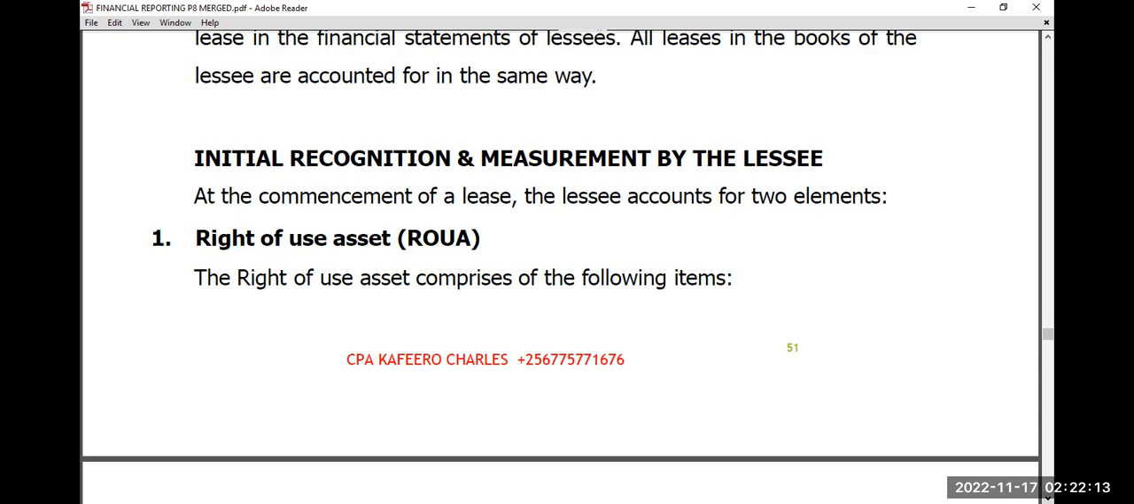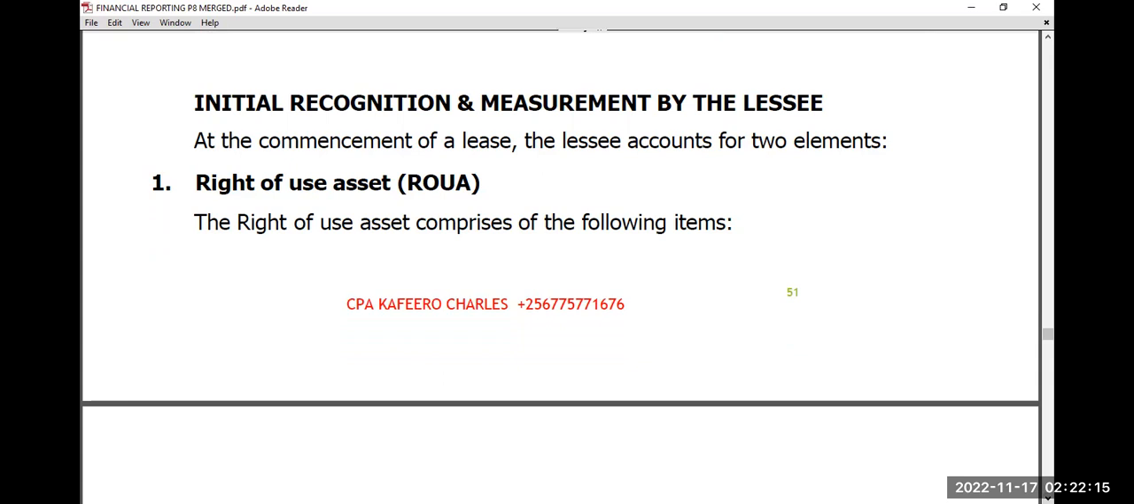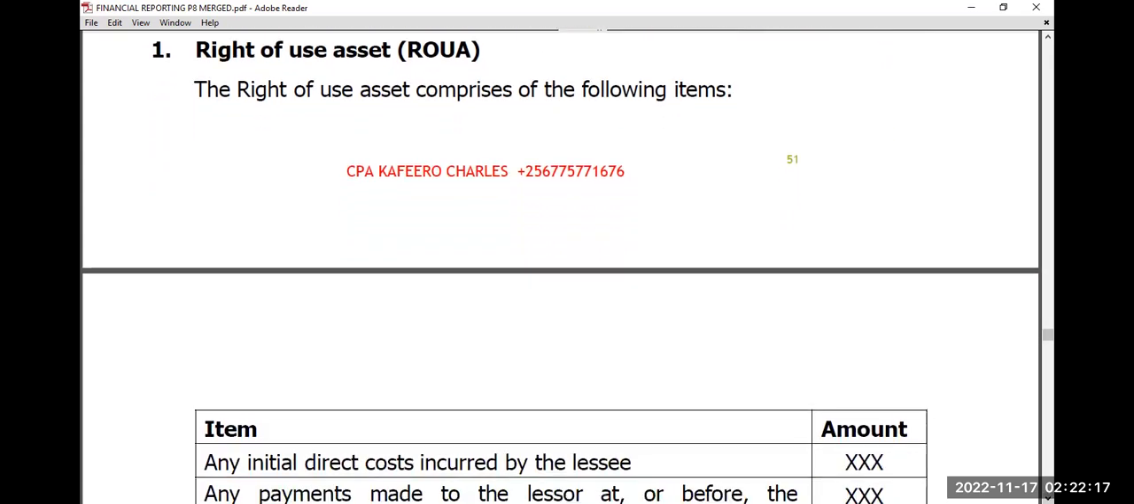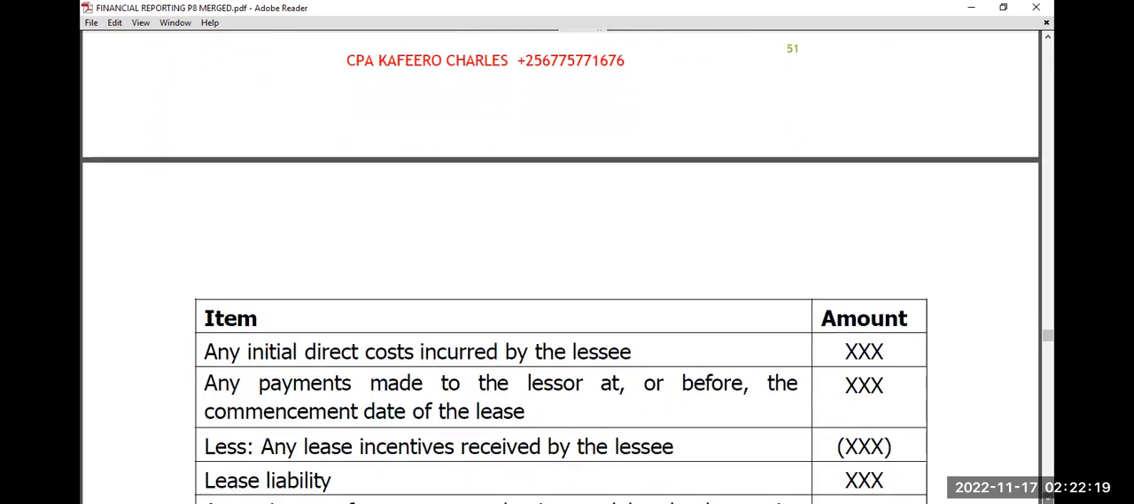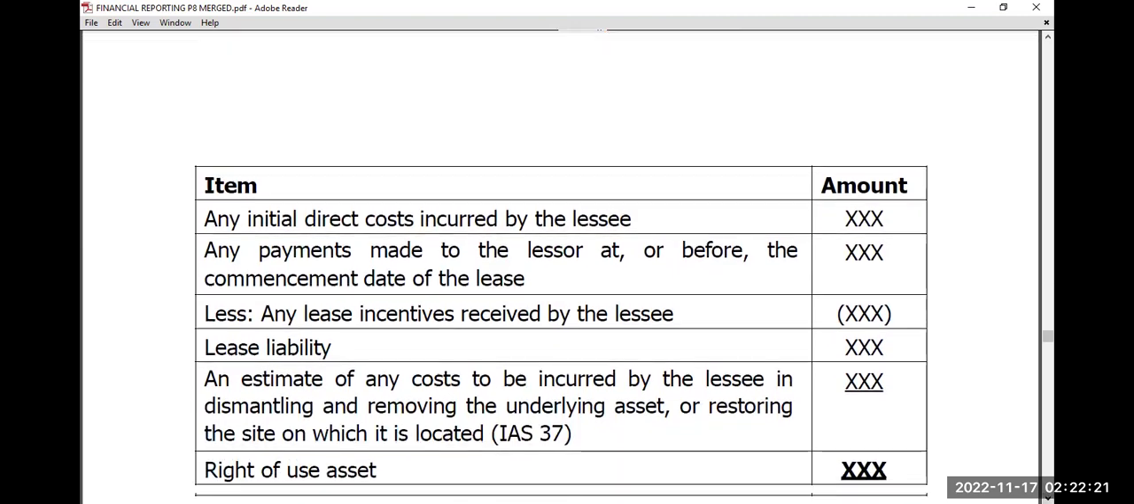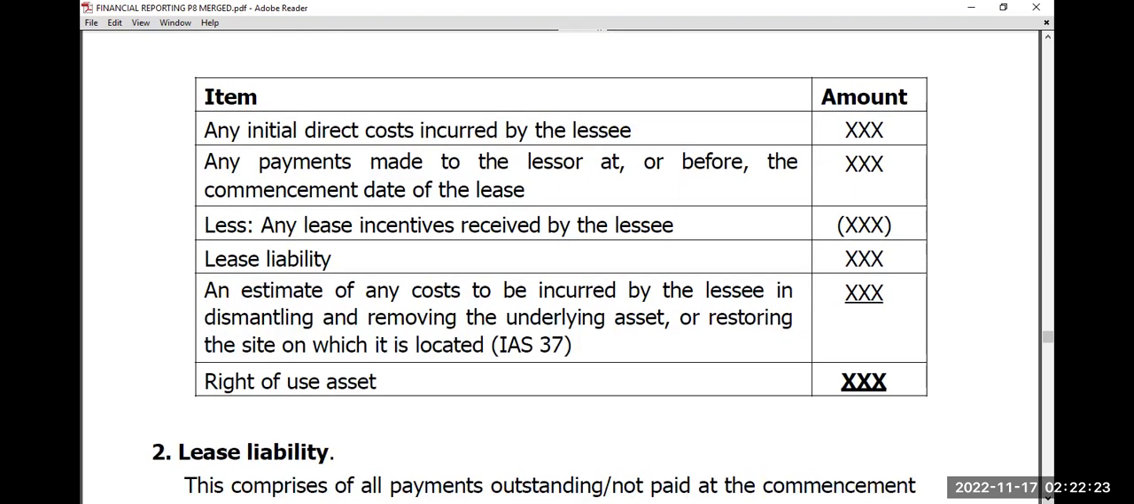There are other costs that we've incurred, as we are going to be saying. So we have certain items that are supposed to be accounted for as far as the asset in use is concerned. One, we have any initial direct costs that are incurred by the lessee.